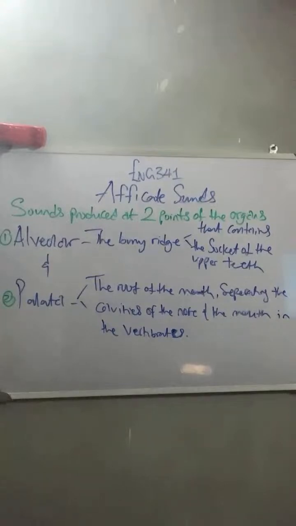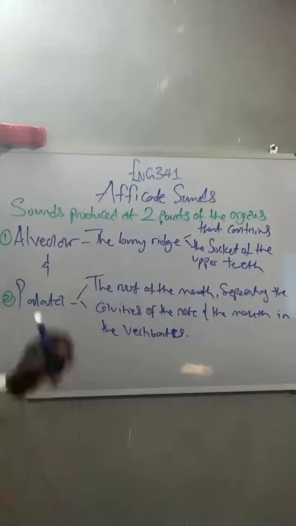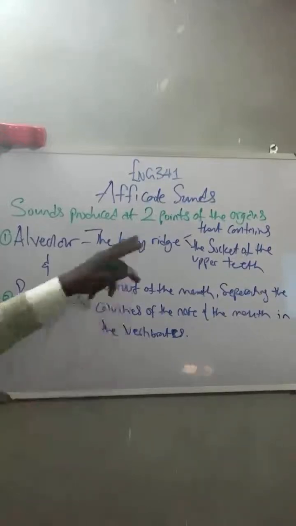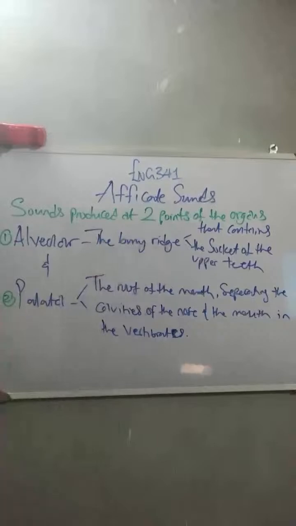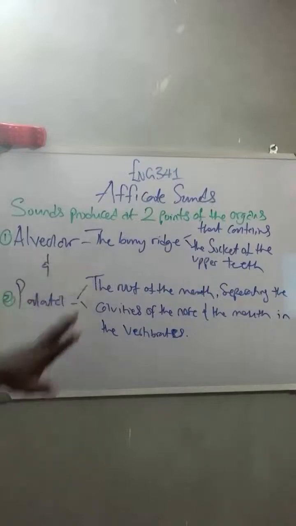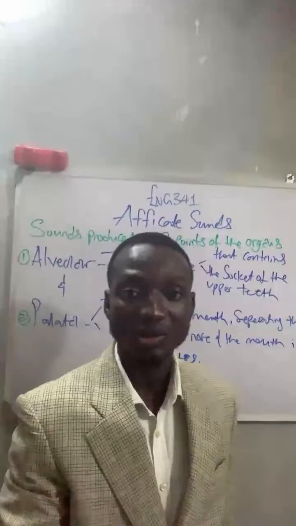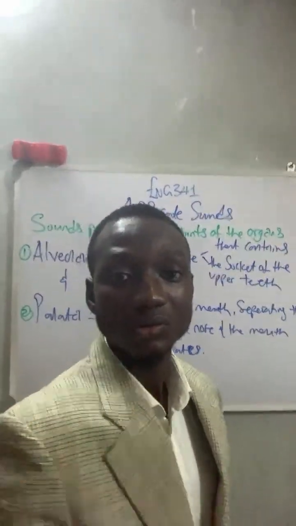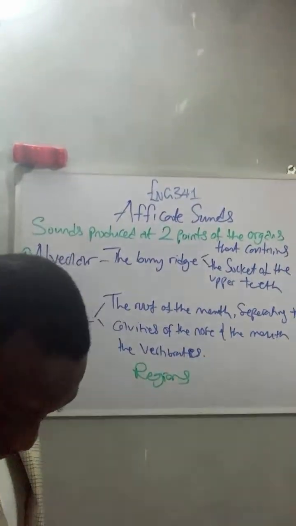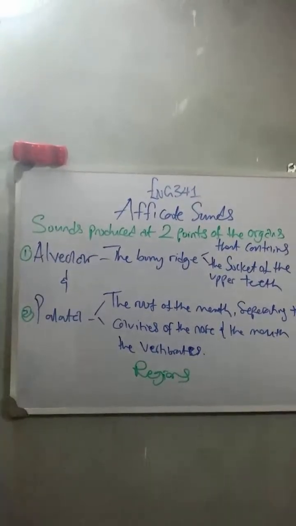So now, speaking of the affricate sound, we said the sounds are produced at two points of the organs, and these organs are referred to as the alveolar and the palatal. Okay, we have that. I think we are good now. So now we have all that on the affricate sound.